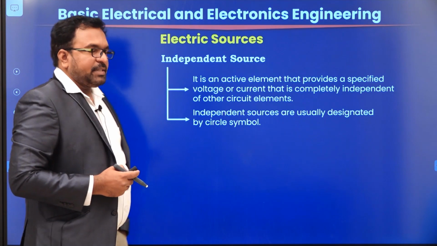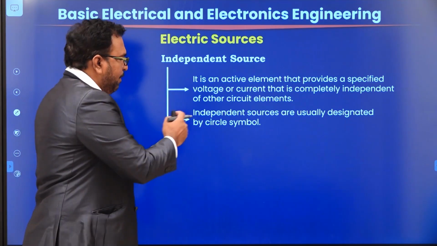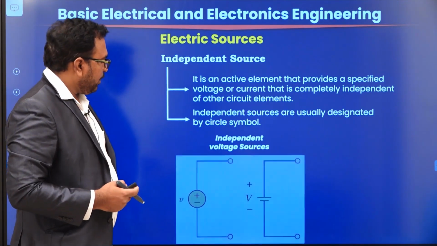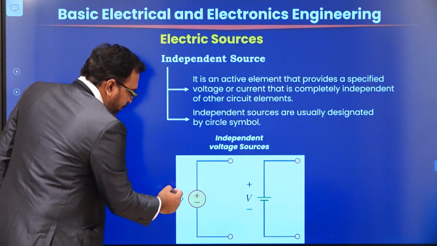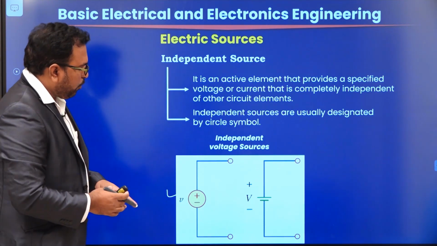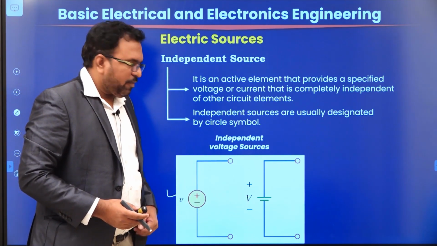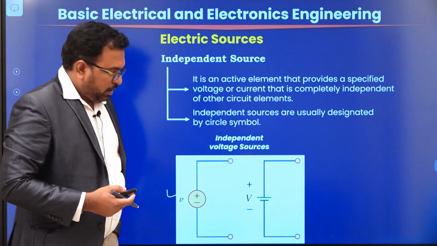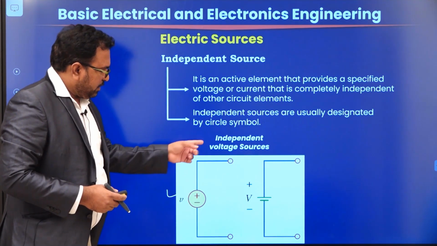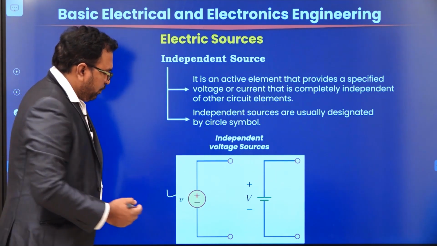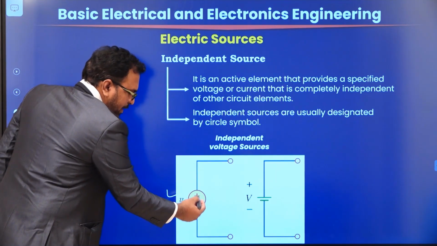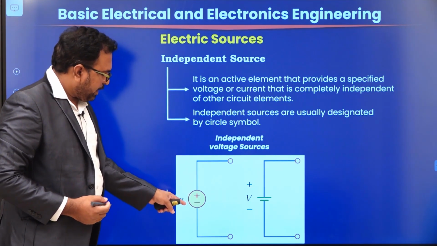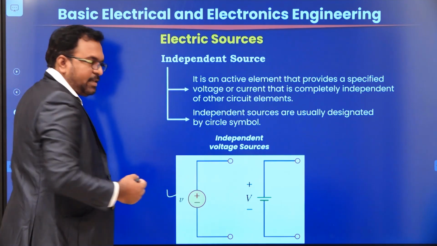Now, how are you going to represent this independent source? Independent sources are usually designated by a circle symbol. By using a circle, we are going to represent. This is the notation we are going to follow to represent a voltage source. And you know the basic symbol of a battery. A battery is also an example of an independent source. Independent voltage source is always designated by polarities, plus and minus sign, because voltage is nothing but the potential difference. So the plus and minus signs are going to be designated inside a circle.